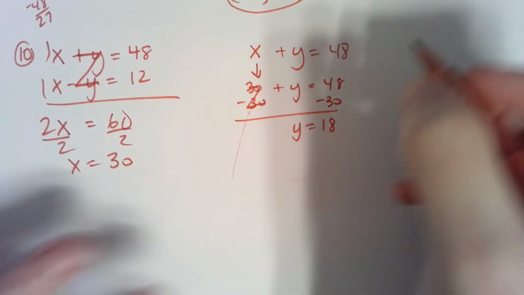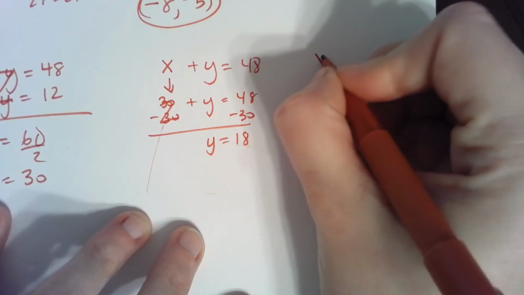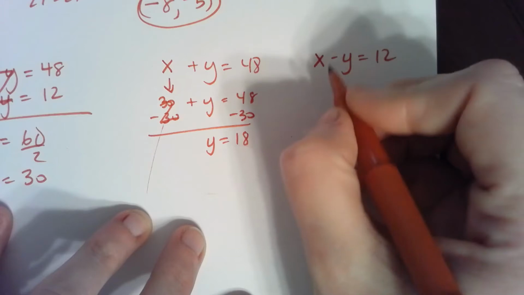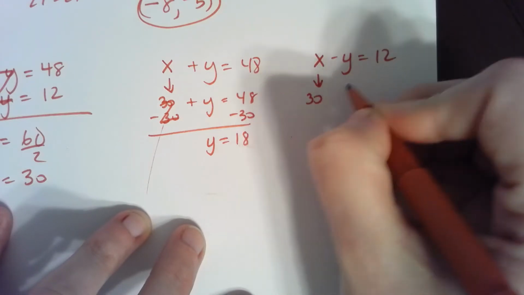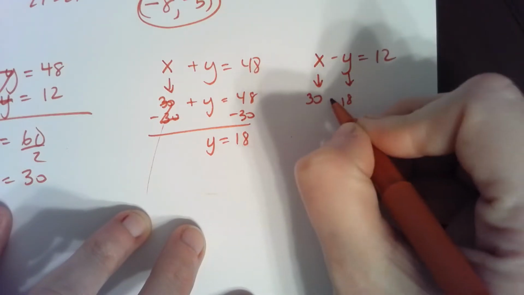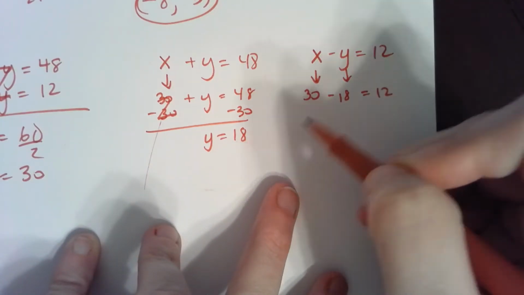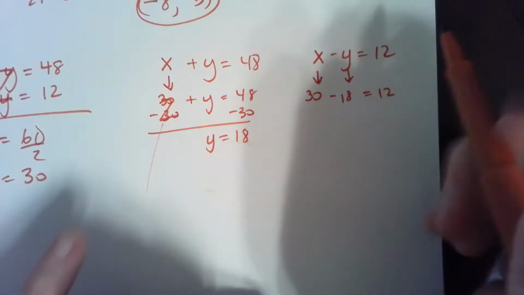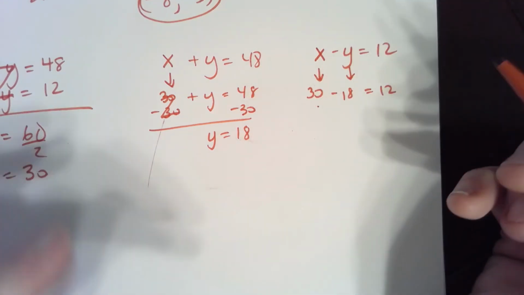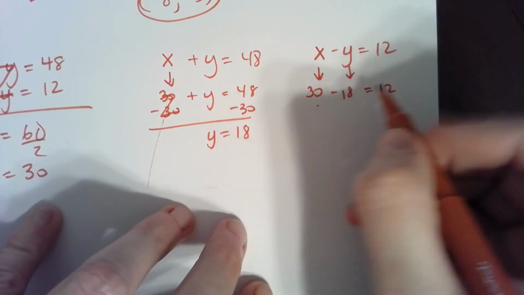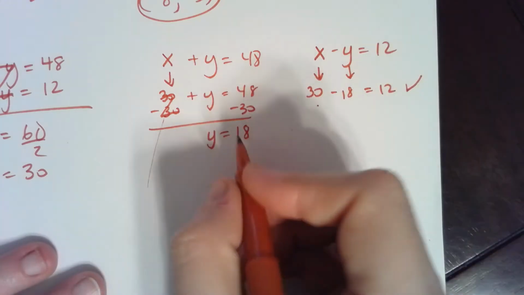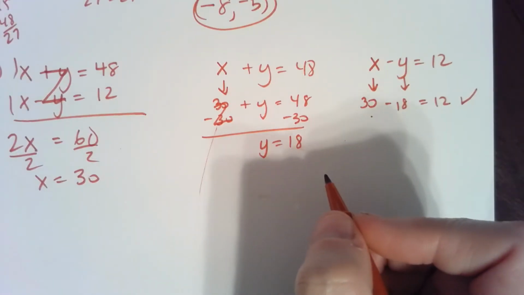So I'm going to use x minus y equals 12 to check it. Well, I think that x is 30, and I think that y is 18. And remember, because I just used x and y, since I didn't know which number was which, I know that 30 is the bigger number and 18 is the smaller number. Is 30 minus 18 12? Yeah, it sure is.